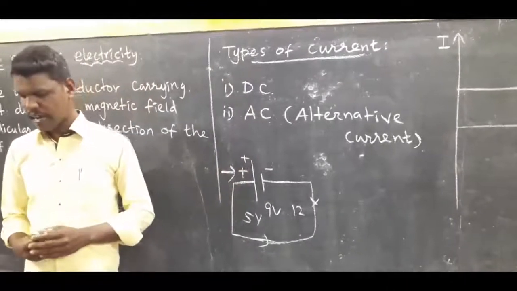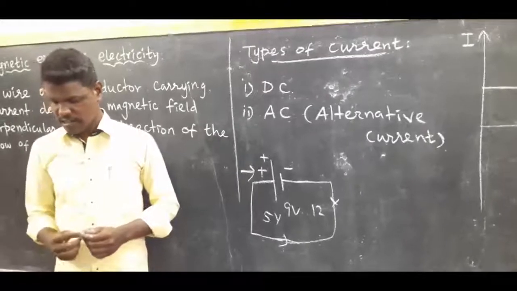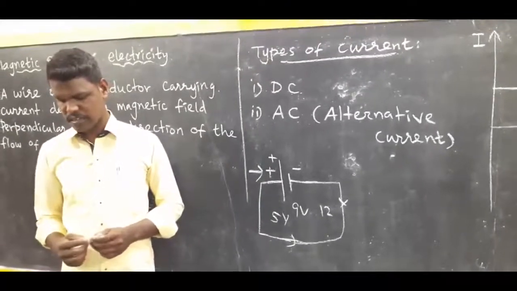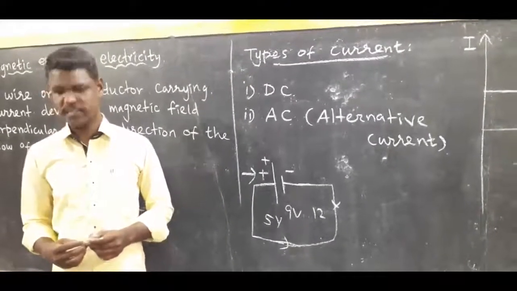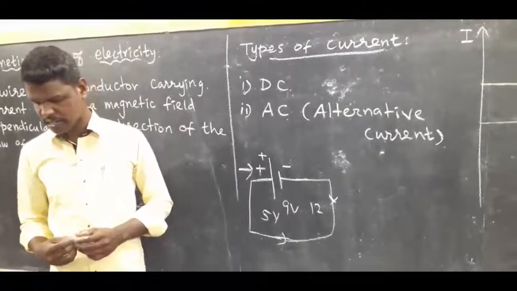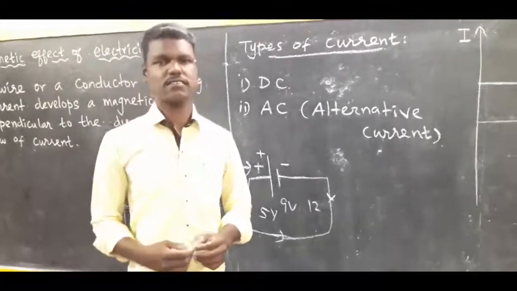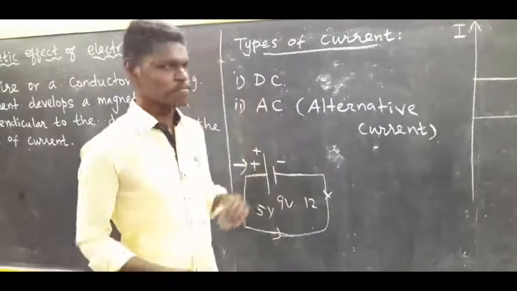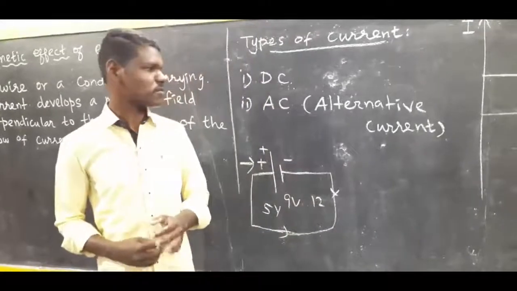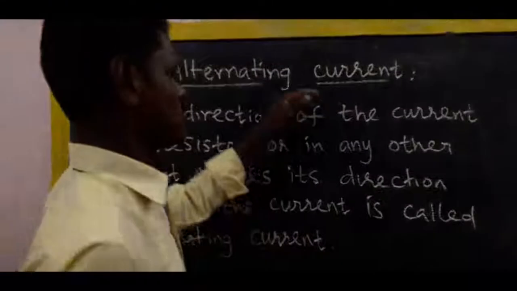Now many electronic circuits use DC only. Some examples given in the book itself are devices working on DC, such as cell phones, radio, electric keyboards, then electric vehicles. These are all examples of DC. Now we are going to discuss AC current. Next, alternating current, AC.